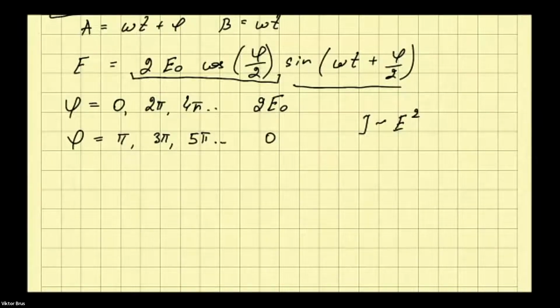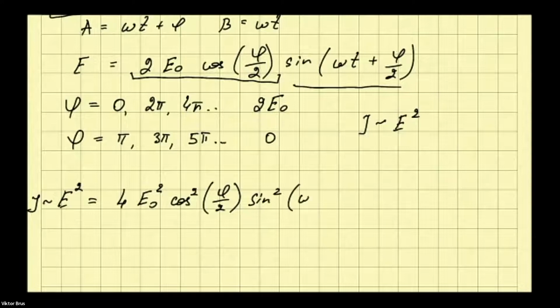So in this case, we can proceed taking into account that I is proportional to E squared, and E squared will be equal to 4 times E naught squared times cosine squared of phi divided by 2 times sine squared of (omega t plus phi divided by 2).